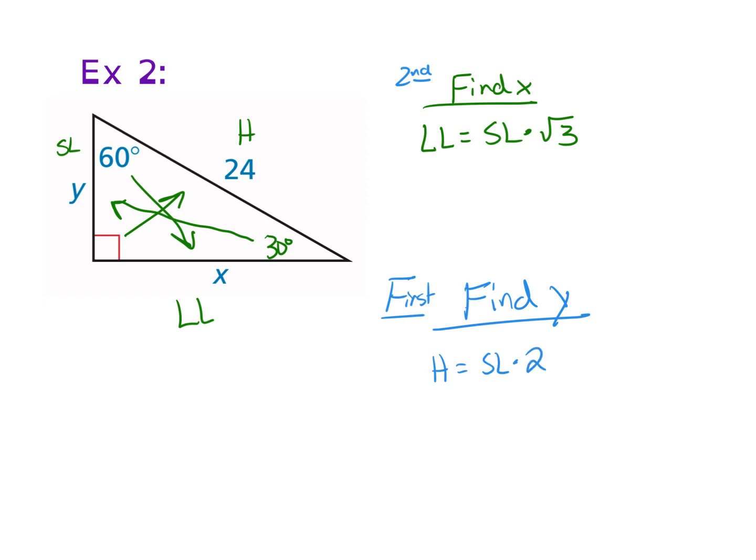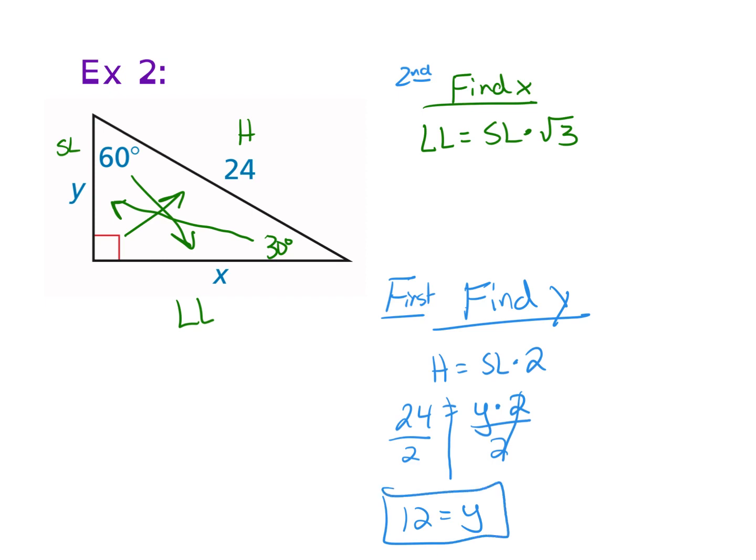Okay. So the hypotenuse is 24. The short leg is y times 2. Now we just simply solve for y. It's y times 2, so I got to get that 2 to the other side, so I'm going to divide it. That way those go away. 24 divided by 2 is 12, and y is equal to 12. And I'll plug that in. Y is equal to 12.